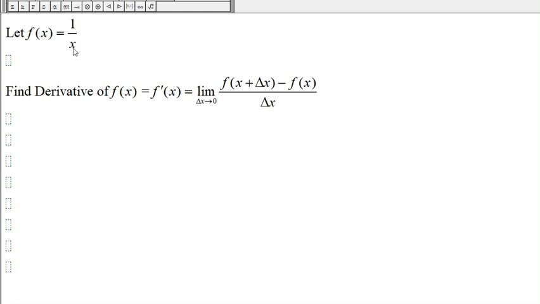Here we have the function 1 over x, and we want to find the derivative. And so we have 1 over f of x is 1 over x, and then we need to find f of x plus delta x. So in the place of x, we have x plus delta x.